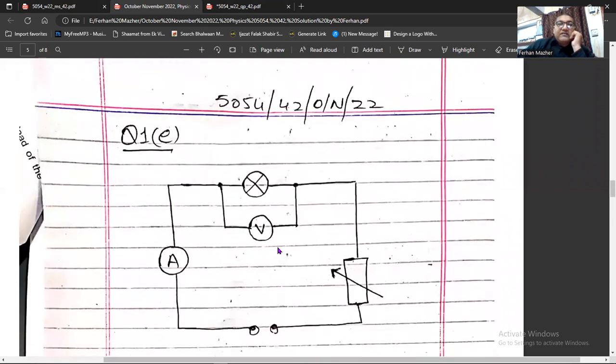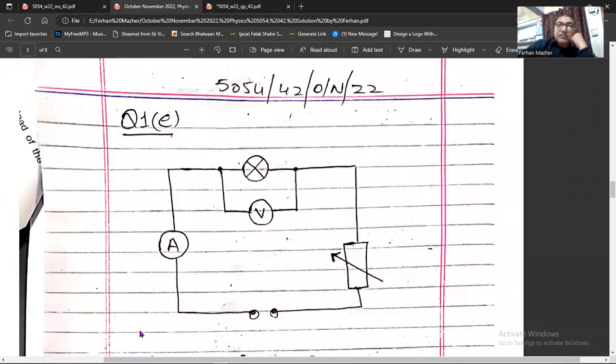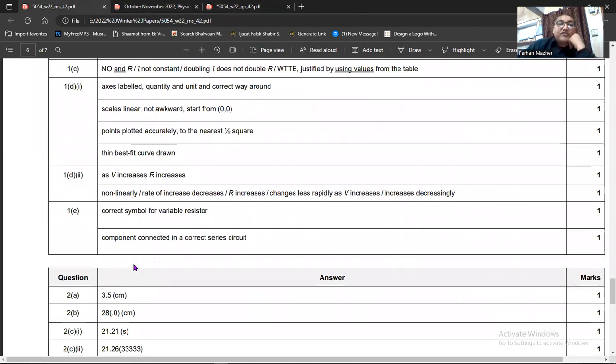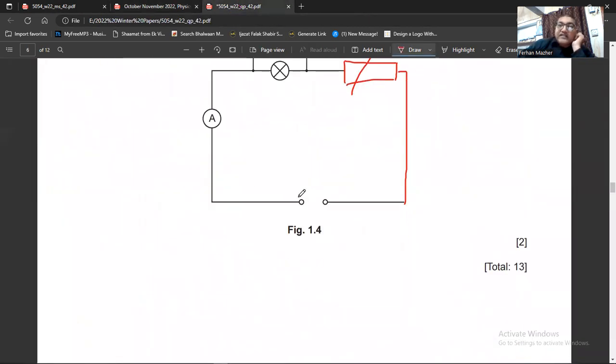So here is the variable resistor. There is the voltmeter. Here is the ammeter. Yeah, so it's good to go. Okay, so let's check the marking schemes. Correct symbols for the variable resistor. Components connected in a correct series circuit. This is the symbol. You can also draw like this.